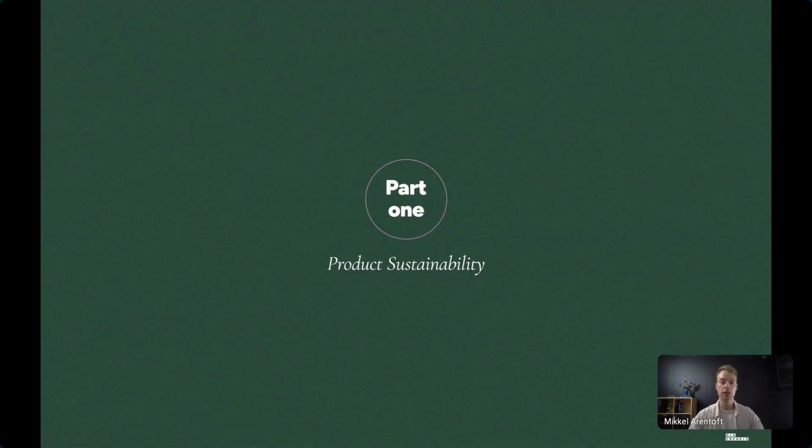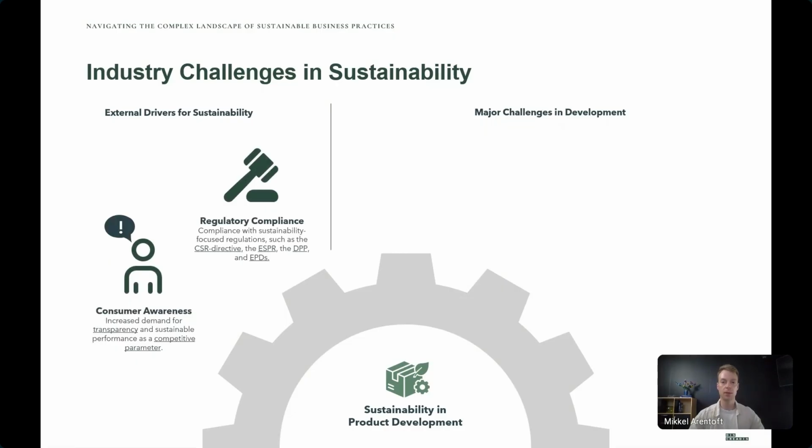Starting with product sustainability in general, let's briefly brush up on some of the main drivers. When looking at sustainability in product development, some of the main external drivers are an increasing consumer awareness, who demand transparency of the sustainable performance of products in order to use this as selection criteria when deciding between competing products. Another major driver for sustainability in products is compliance with new regulation that is pushing for more and more circular products. This happens especially in the EU, as we explored in the previous webinars.